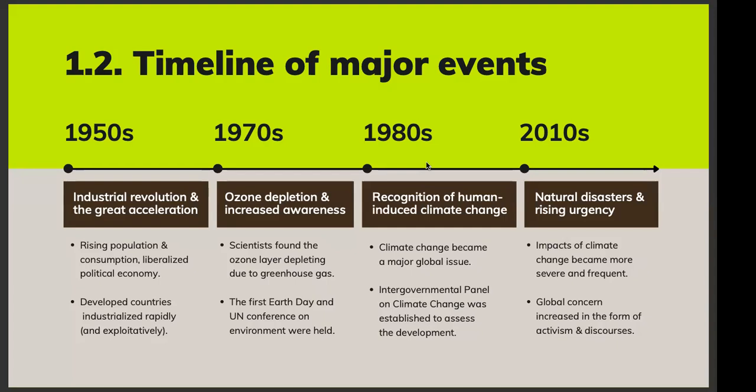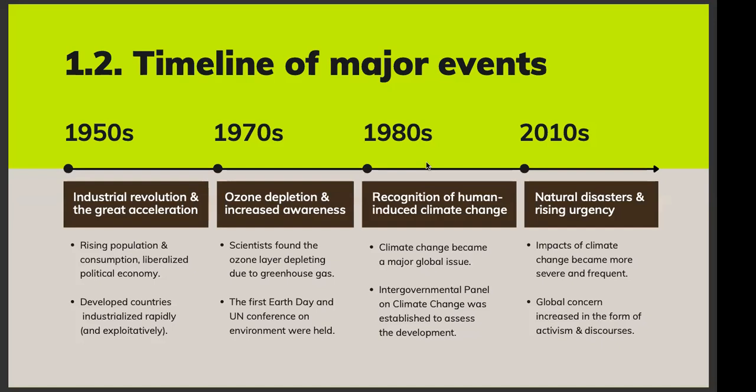So moving forward to the 1970s, it could be considered as the start of recognition of environmental problems caused by carbon emissions, because in the 1970s, scientists found that the ozone layer was depleting and it was caused by greenhouse gases. So this was the first time greenhouse gases or carbon emissions were seen as somewhat dangerous to the environment, and therefore many parts of society started to become more aware of environmental problems. They became more concerned, and they pushed the politicians to start talking more about this problem. And so Earth Day and also the UN Conference on the Human Environment were first held within this decade, in the 1970s.